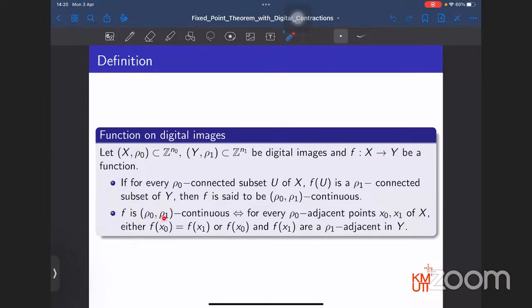And f is low zero, low one continuous if and only if for every pair x0 and x1 of X that are low zero adjacent, either f(x0) equals f(x1) or f(x0) and f(x1) are adjacent in low one.